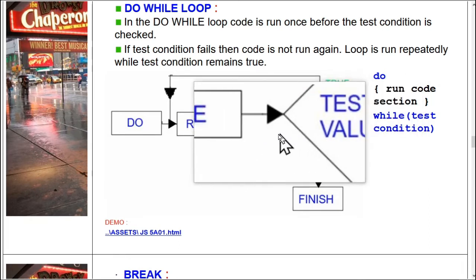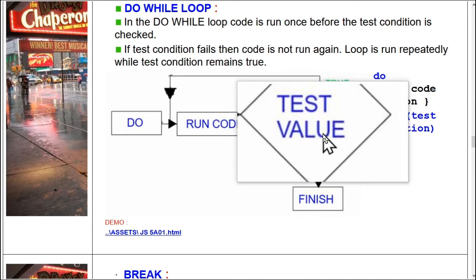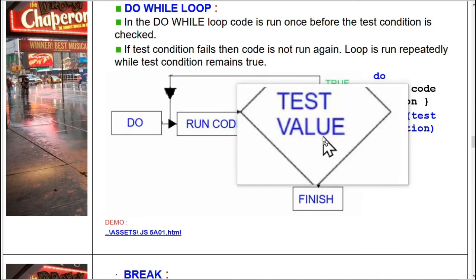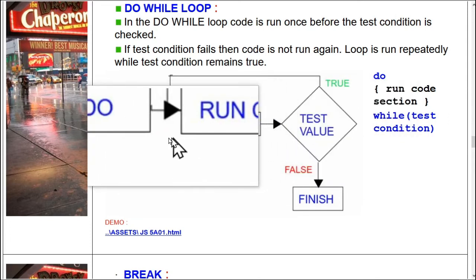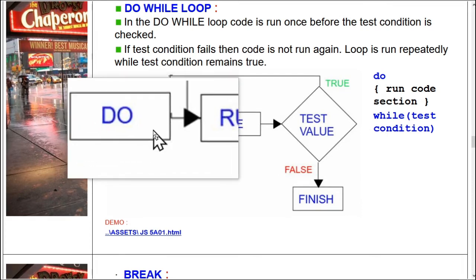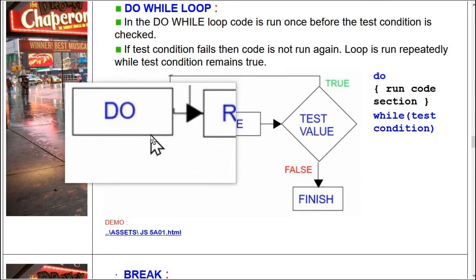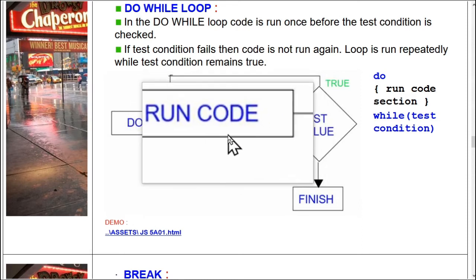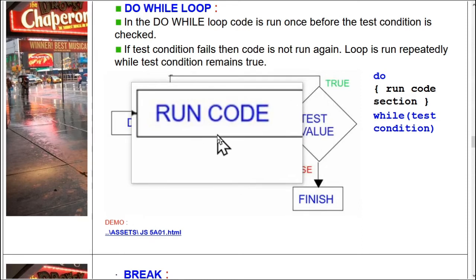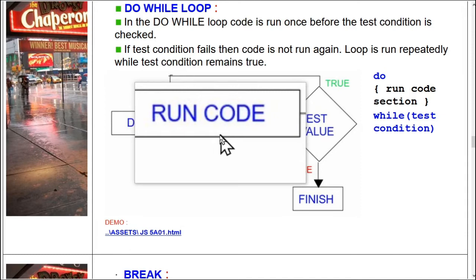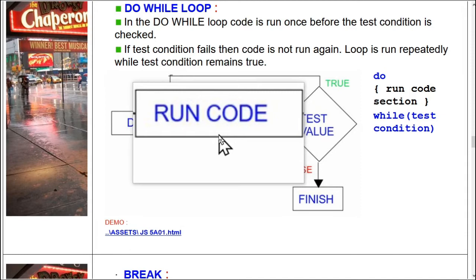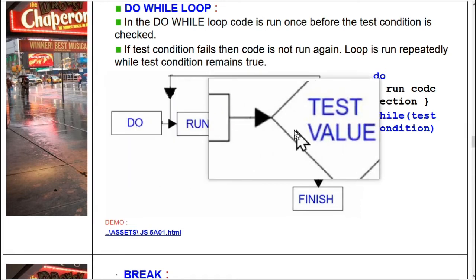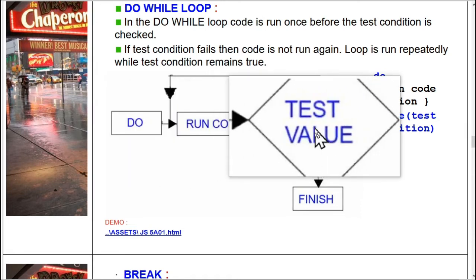What you need to do is assign your test value before you run the do while loop. Before the do command, you need to set the value of your test condition. Then when you go into run code, you run the code once, and at the end of your run code section, you change the value of x. So you can say x equals x plus 1, and then at this point it says test the value.